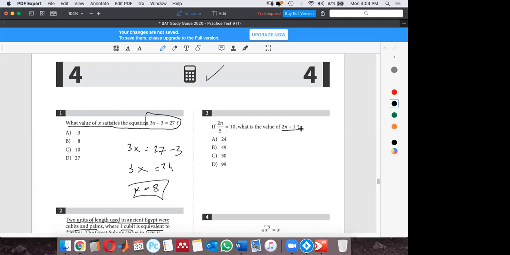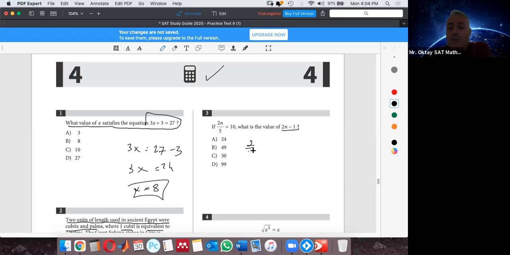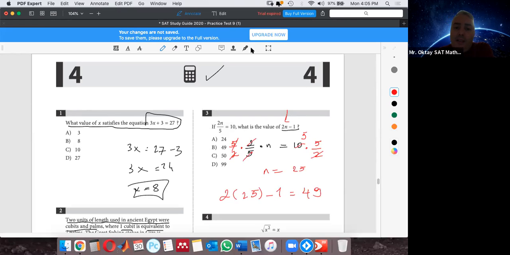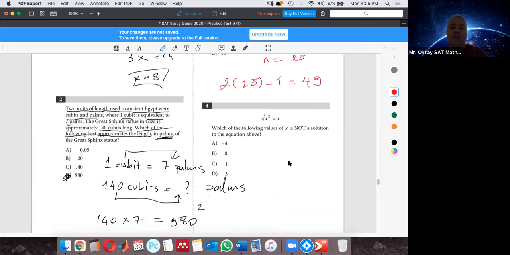And then, what is 2n minus 1? 2 over 5 times n equals 10, given. To find n alone, we multiply by 5 over 2. Otherwise, we cannot simplify. So n is equal to 25. When n is 25, find 2n minus 1. So 2 times 25 minus 1, which is 49. I think that's also clear. You don't have any question. The answer is 49.